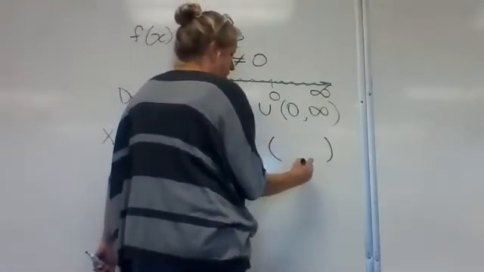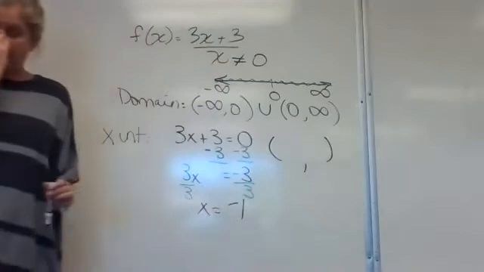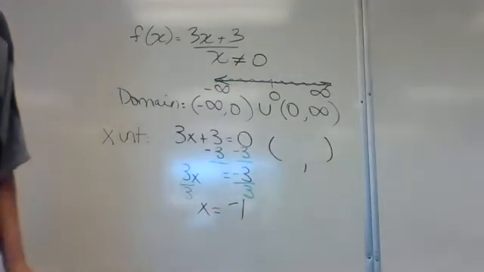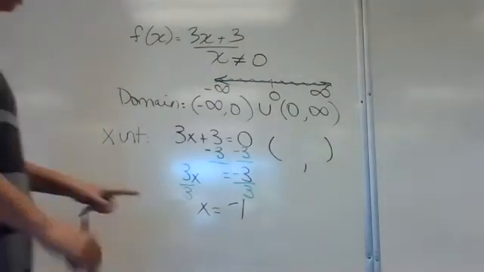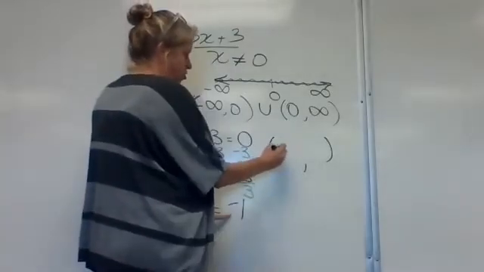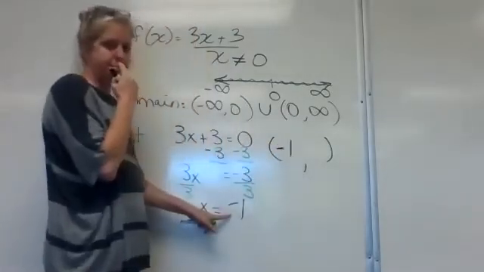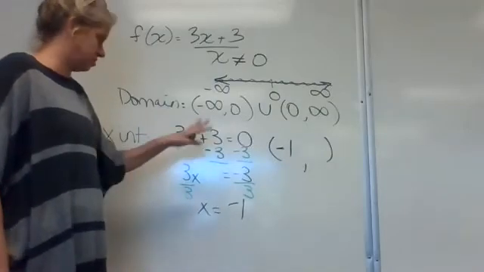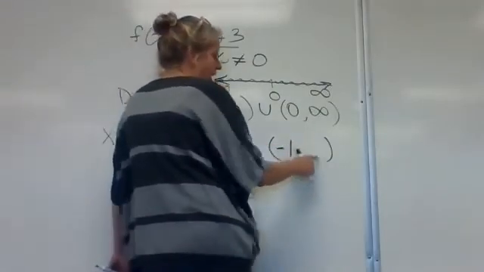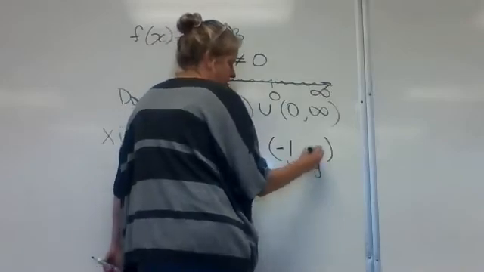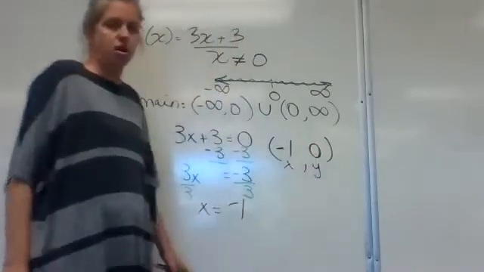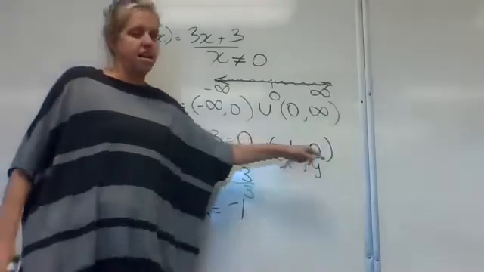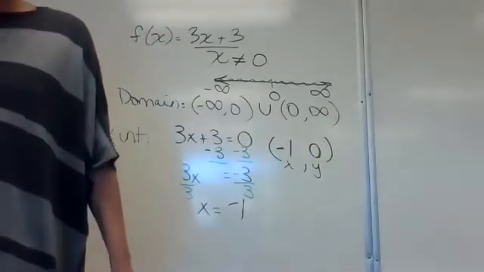Now remember, x-intercepts are a point, which means it's an ordered pair. What you just found is the x-coordinate. And what is your y-coordinate always at your x-intercept? It's 0. So your x-intercept is at -1, 0.